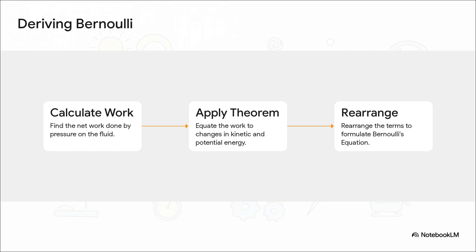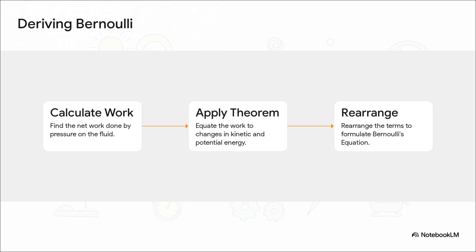Bernoulli's equation can look completely intimidating in a textbook with all its variables for pressure, density, velocity, and height, but look at these 3 simple steps. It is literally just the work-energy theorem we talked about at the very beginning. You calculate the work done by pressure, equate it to the change in kinetic and potential energy, shuffle the terms around, and boom, you've got Bernoulli's equation.